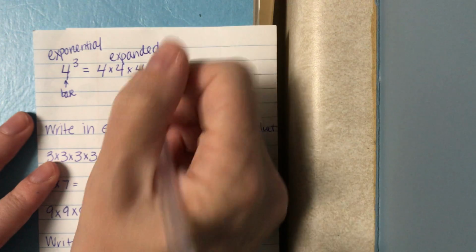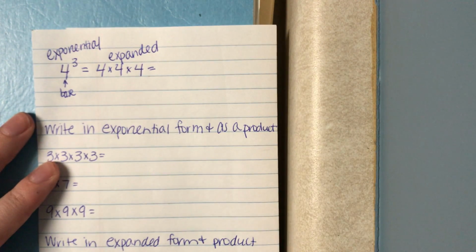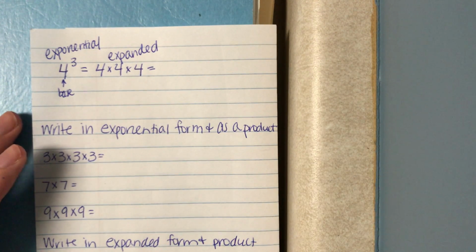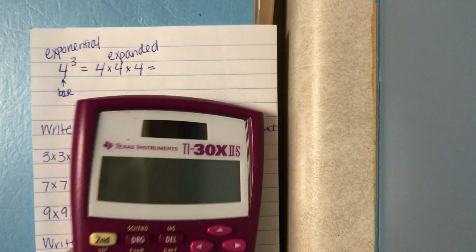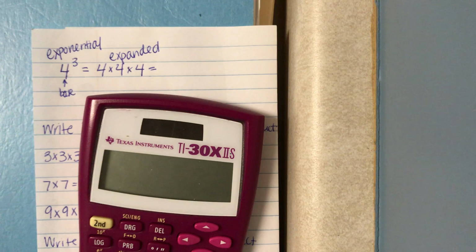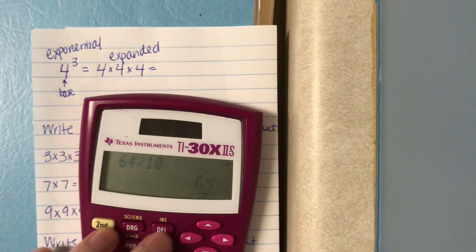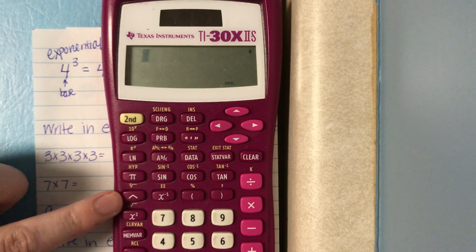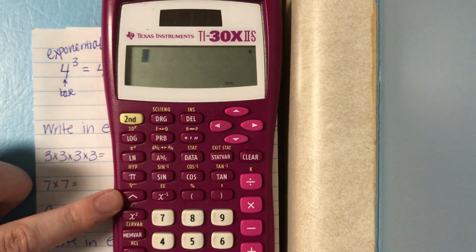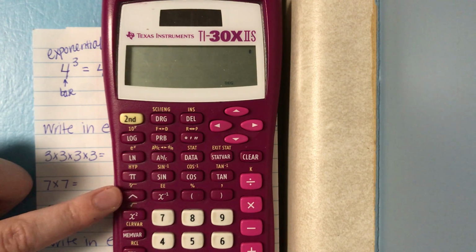Okay? And then the last thing is when you get your answer. To get your answer, you can practice using your calculator. It depends on what kind of calculator you have. Most of them are pretty similar, so you're looking for a button on your calculator that looks like this. It's kind of like pointing up. It's called the caret key. This is the one that you're going to be using to get your exponent.